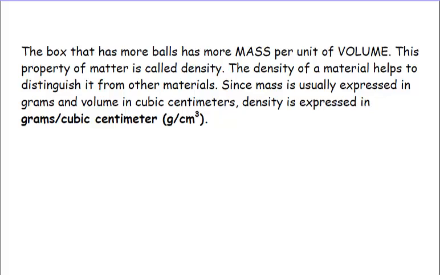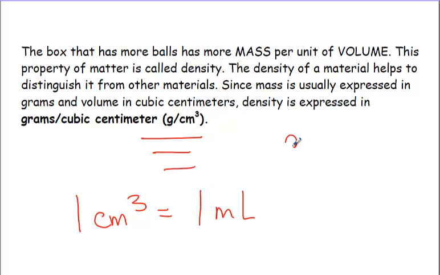So the density of a material helps to distinguish it from other materials. So it's given, we know, since mass is usually expressed in grams and volume in cubic centimeters, it is generally expressed in grams per cubic centimeter. 1 cubic centimeter is also equal to 1 milliliter. So that's why we can say grams per milliliter for volume as well.